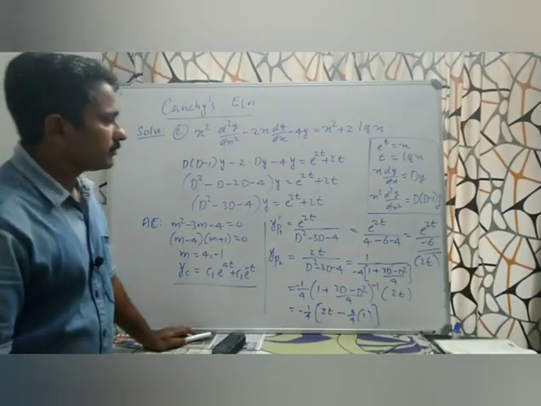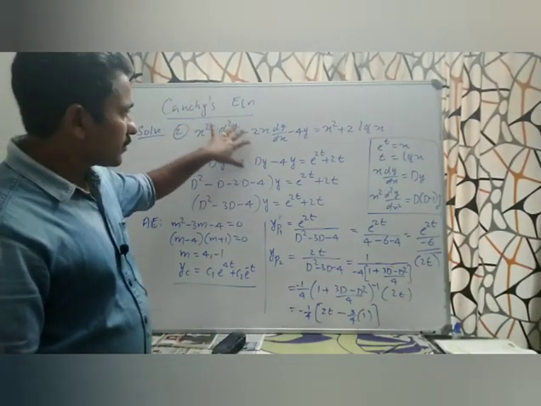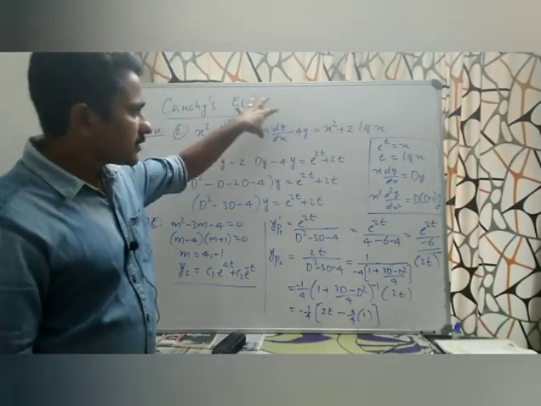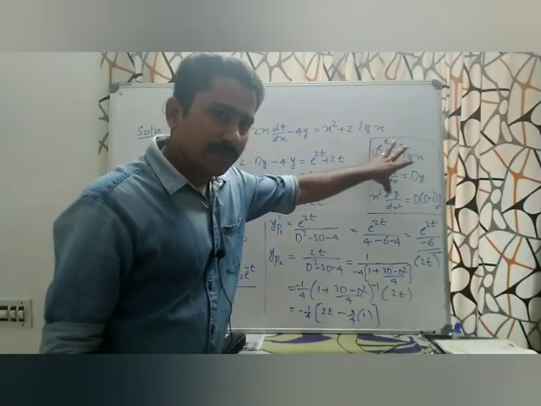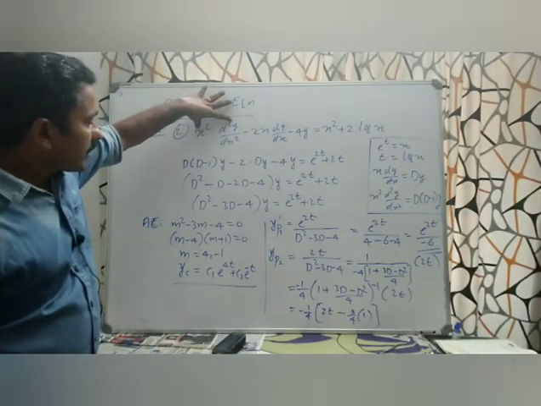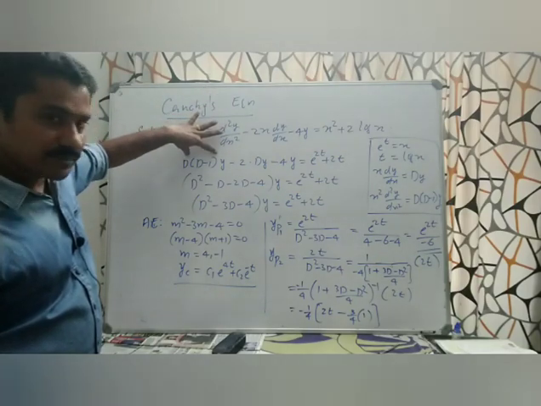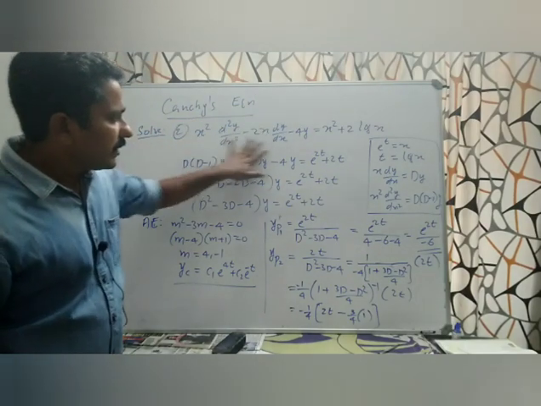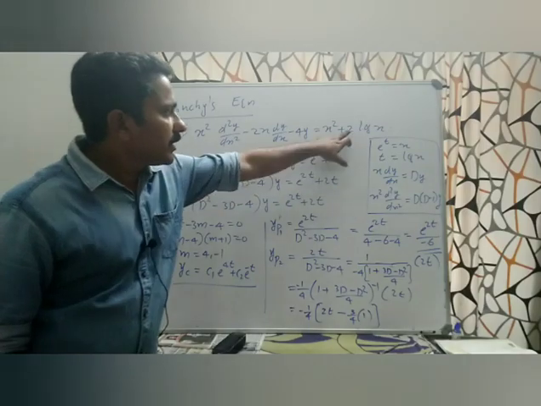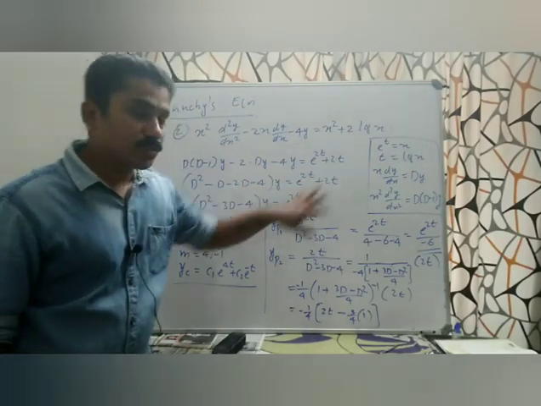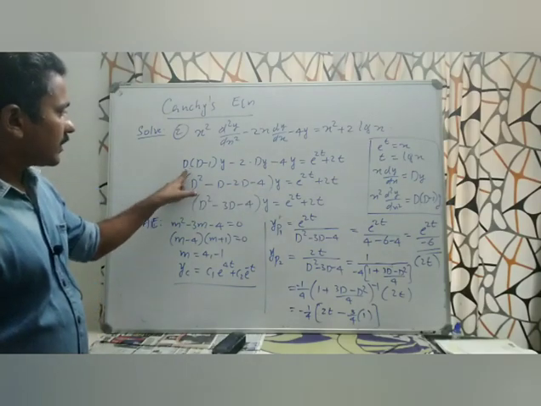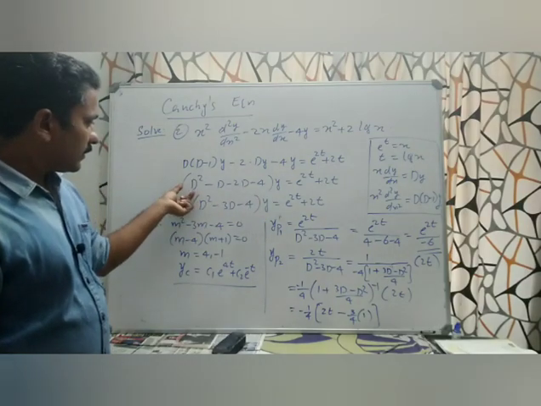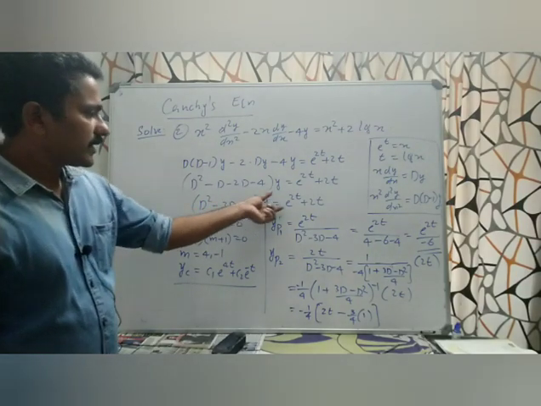Okay, this is the second problem. x square d square y by dx square minus 2x dy by dx minus 4y is equal to x square plus 2 log x. As in the previous problem, we do the same substitution here. So x square d square y by dx square is replaced by D times (D minus 1) y, and x dy by dx by Dy, and x square becomes e to the power 2t, log x is t, so it will be 2t. You simplify this: D square minus D minus 2D minus 4. Then it will be (D square minus 3D minus 4) y is equal to this one.